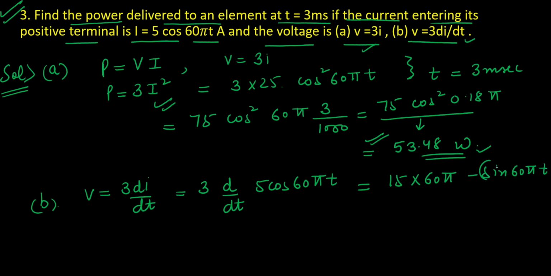15 into 60 pi, minus sine 60 pi t. So it is coming out to be 900 pi, minus 900 pi sine 60 pi t.